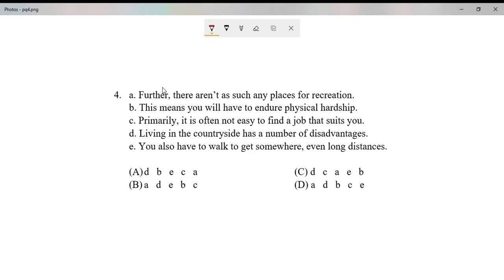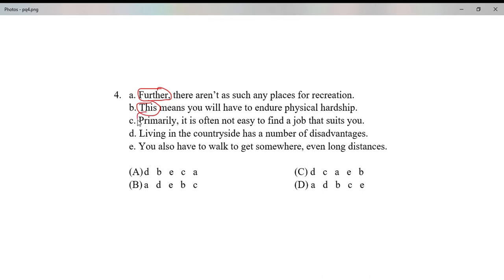So over here in the first sentence: further, there aren't as such any places for recreation. Further is a transition word, a discourse marker that is adding information. That means it cannot start the paragraph. Without offering one idea, you can't say further. Over here in B, we have: this means you'll have to endure physical hardship. Again, I'm not looking at these ideas as whether physical hardship should come before recreation or the other way around. I'm just looking at the reference words that give me a clue to where the idea should be. So again, B cannot begin the paragraph.